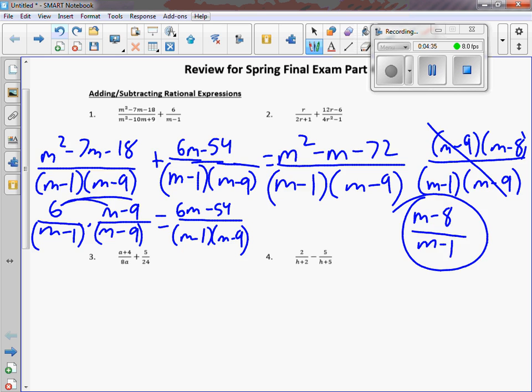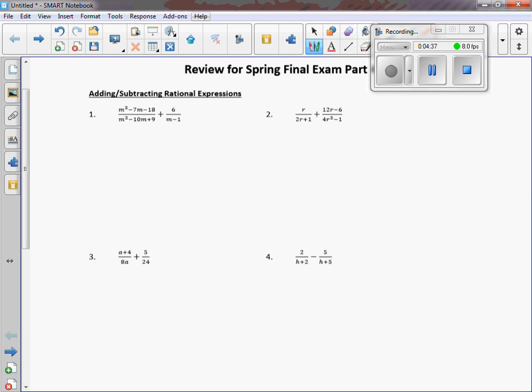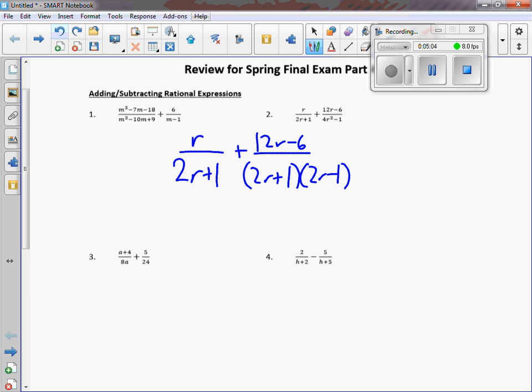Okay, number 2. Again, start by factoring those denominators. 2r plus 1 doesn't factor. 4r squared minus 1, that's a difference of perfect squares. They're both perfect squares and it has a minus sign. So when we factor it, we'll take the square roots, so we get 2r and 1, put a plus sign between them, and a minus sign.